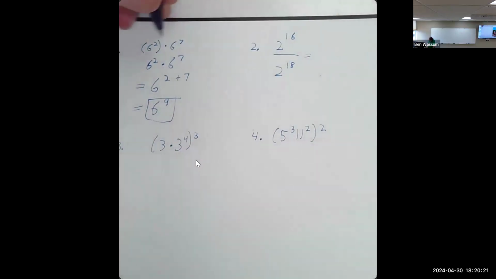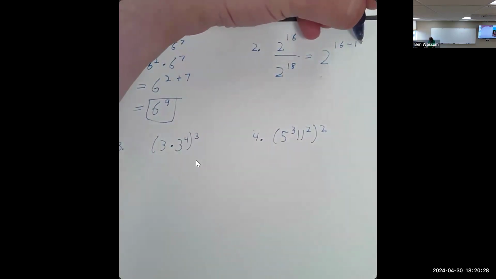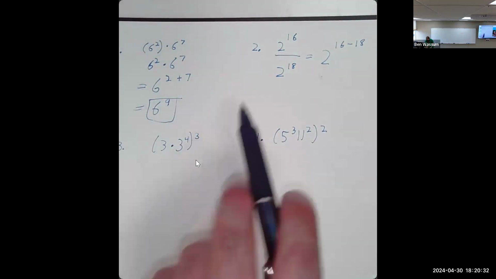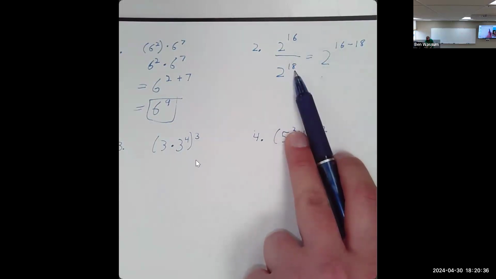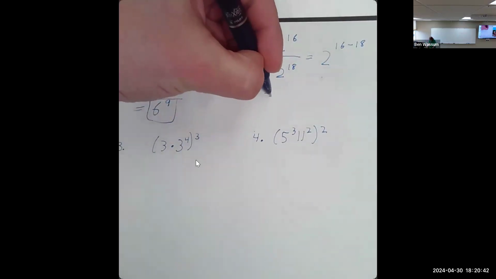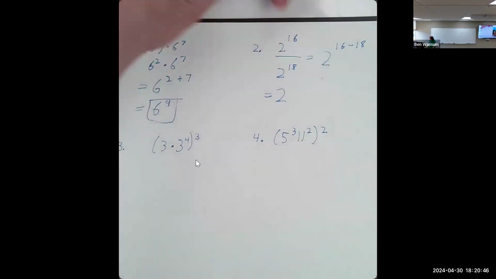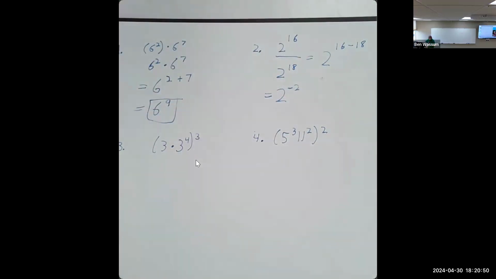Remember, multiplication, we added; division, we'll subtract. Now you could also look at this as cancellation and say, oh, 16 and 18, 16 will cancel from here, 16 will cancel from here, and just cut straight to the end. That's fine. If you don't see it, either way, you're going to end up with 16 minus 18, which gives us a negative 2 as a power, right?